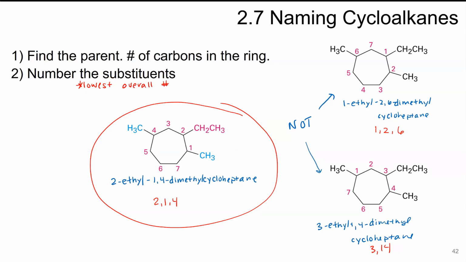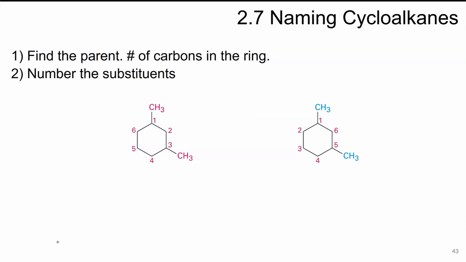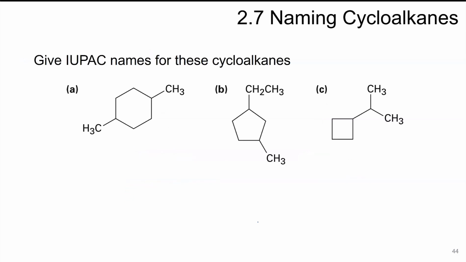So we want the lowest overall numbering. Another example here, this is numbered as 1, 3, so this is 1,3-dimethyl cyclohexane, versus 1, 5. 1, 3 is lower than 1, 5 overall. So you can try to name these ones. We have 1, 2, 3, 4. The numbering here would be the same either way, but this is 1,4-dimethyl cyclohexane.